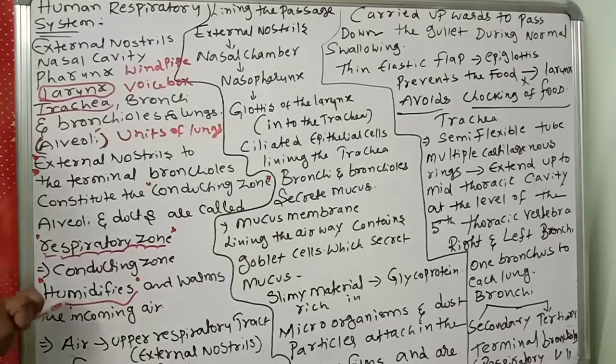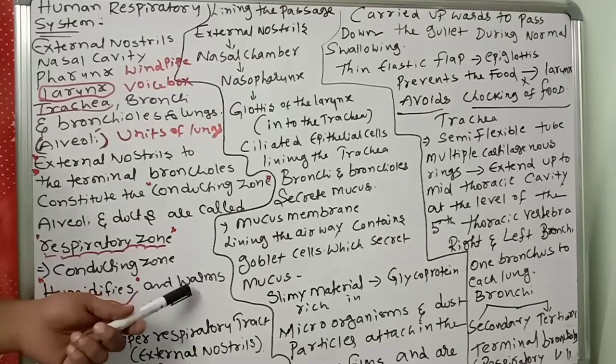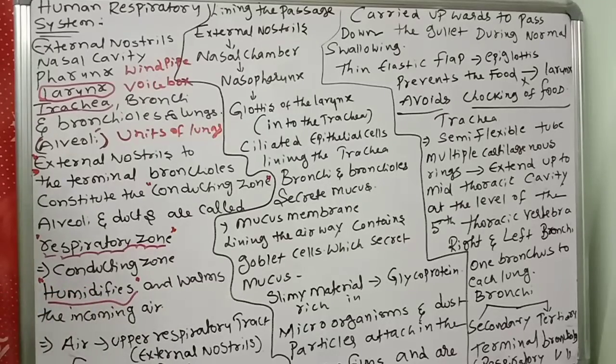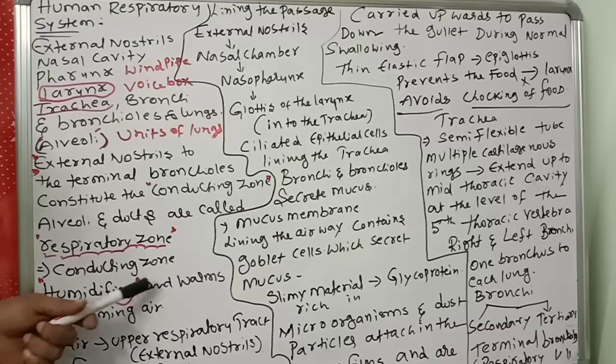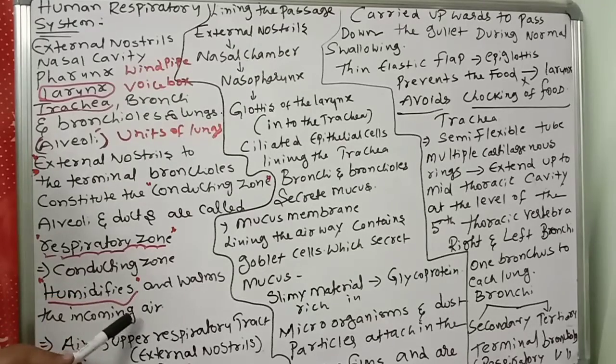So the conducting zone is helpful for humidifying and warming the incoming air. If it is too hot, it cools down, and if it is too cool, it warms the incoming air. So the conducting zone not only cools but also warms the incoming air in cool conditions. This point you should remember. The conducting zone humidifies and warms the incoming air.